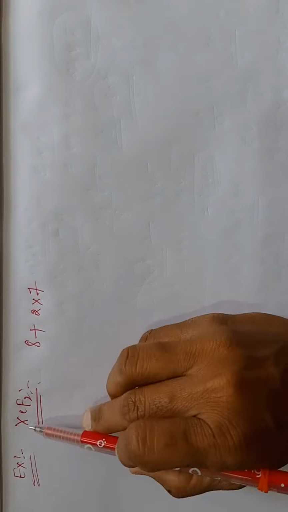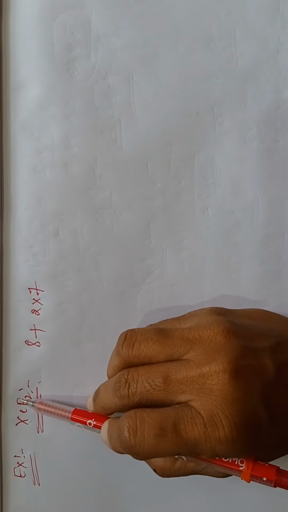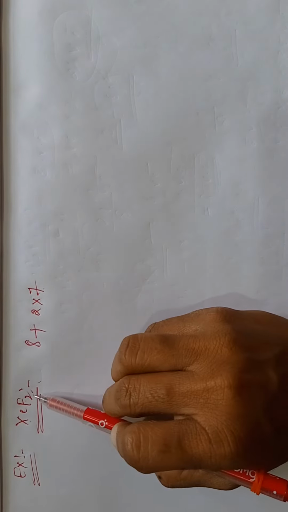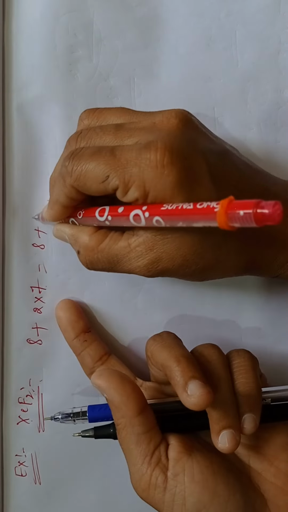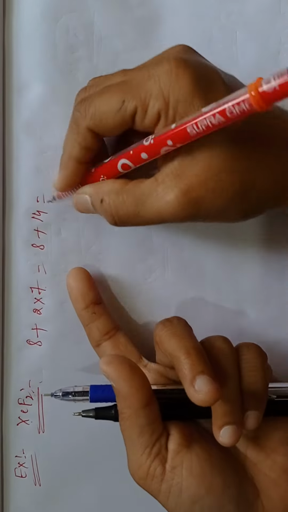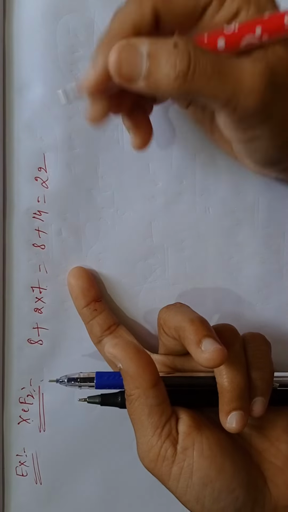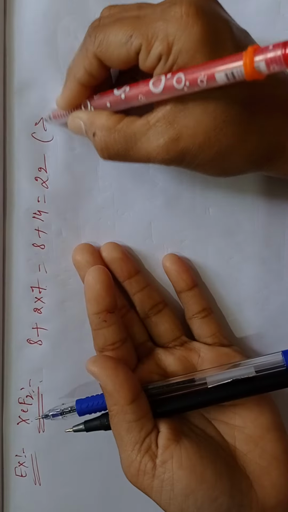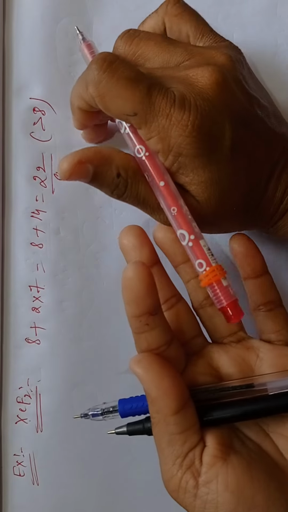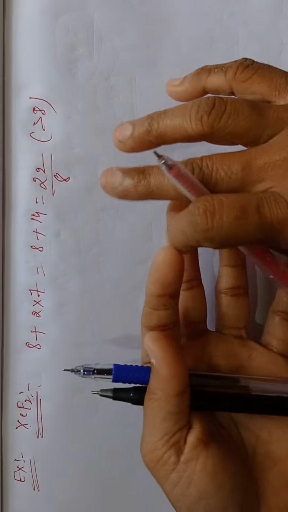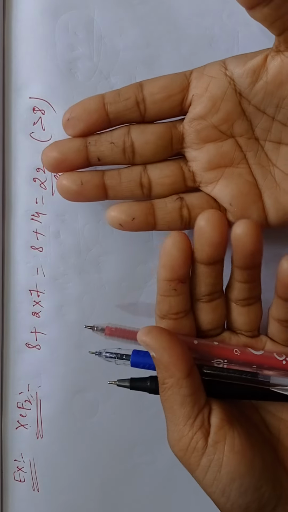8 valence electrons, 2 fluorines. Fluorine is a 7th A group element, 7 valence electrons. 2 atoms are there, 2 into 7. Then how much? 8 plus 2 sevens are 14. Okay, now 14 plus 8, how much? 22. We got 22. It is greater than 8, right? So that's why we should divide by 8, according to trick number 2. It is greater than 8, so divide by 8.